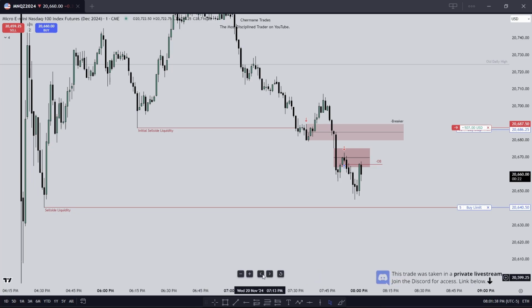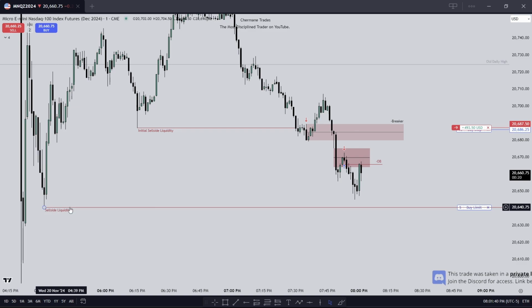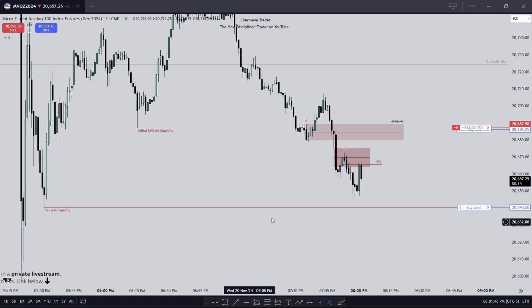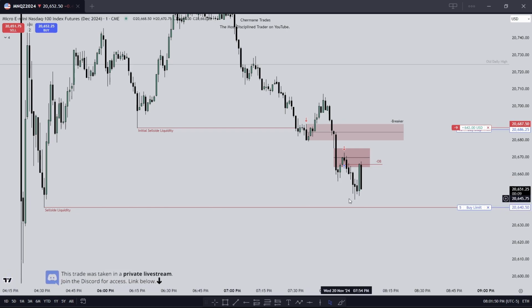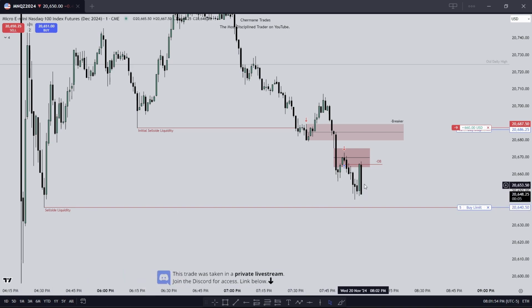I like what we did here as far as forming relative equal lows. This low here, now we have this low. So that, in my opinion, is just generating more sell side. Retail traders see this as support, your typical double bottom. Obviously, we don't subscribe to that idea, so we're looking for exactly what we're getting here.